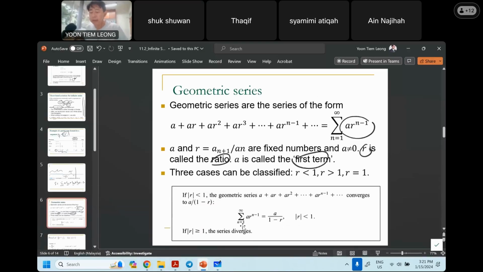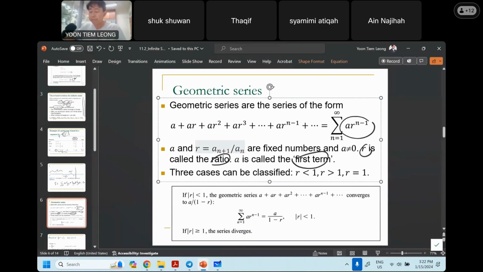Okay, there is a slight mistake in the notes here. This should be a power n instead of just a subscript n instead of just a_n. I'm going to fix this later.